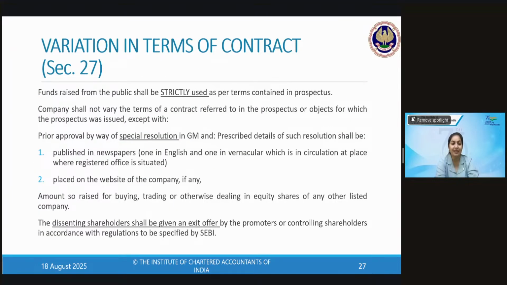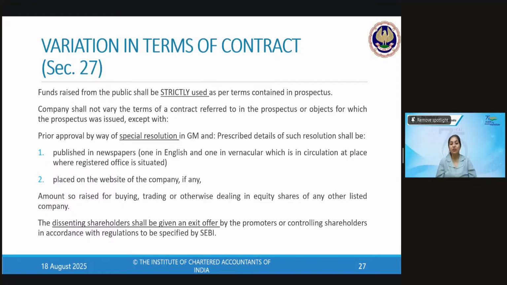Section 27, let's have a quick recap. It was decided that whenever we are issuing the prospectus, whatever money we have raised from the public shall be strictly used for that purpose only, and you cannot use it for any other purpose. But in the cases where I want to make any variation, what needs to be passed? Yes, a special resolution needs to be passed in the general meeting.